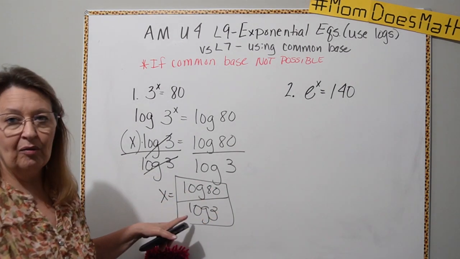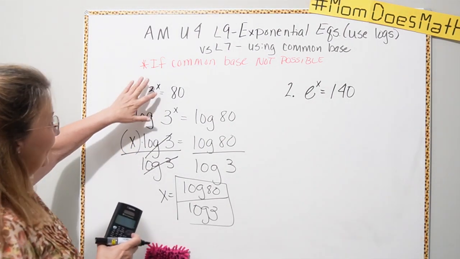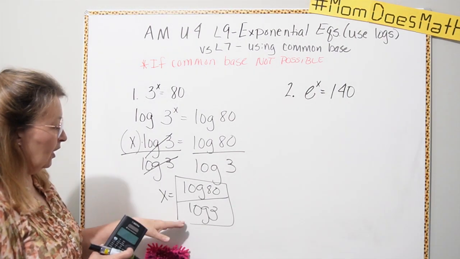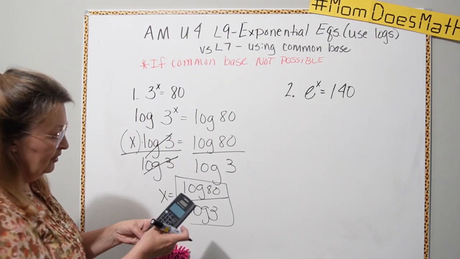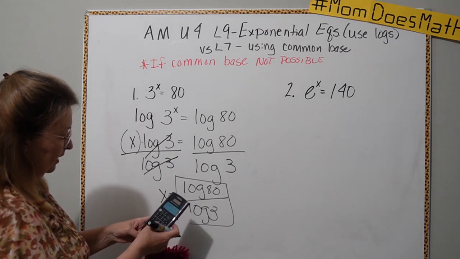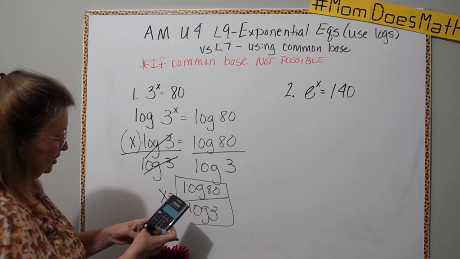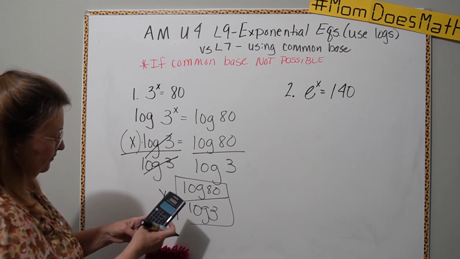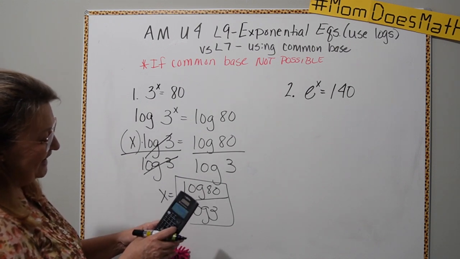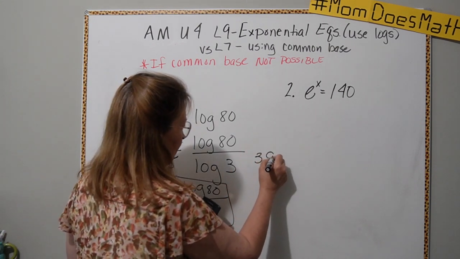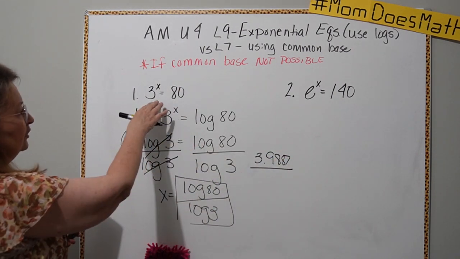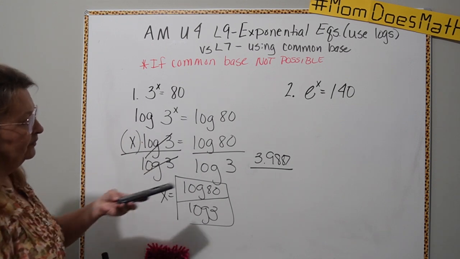Now, this is a number. What I did is I got my x out of the exponent and I got rid of everything else. Well, what is log 80 divided by log 3? That's where your calculator comes in. You hit log 80 and close it with a parenthesis, hit division, log 3, close parenthesis, enter, and you get 3.9887. So that's what x is. And then you'd want to fill it back in, make sure there's no problem.